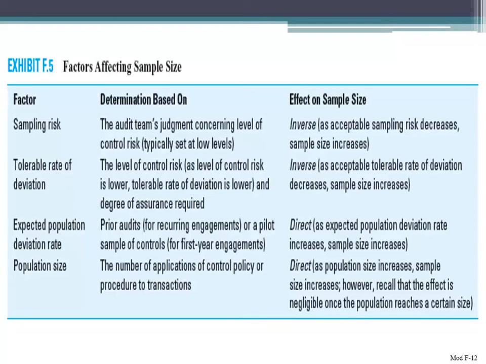The tolerable rate of deviation, which is the level of control risk, and the degree of assurance that the auditor requires. So if you, again, think about, if you want a greater confidence level, right, so for example, 95% confidence level, you're going to reduce your tolerable rate of deviation. And so as a result, you're going to look at more items, right? So you decrease the tolerable rate of deviation, and so the effect on your sample size is that you're going to look at more items, right? Because you want a greater confidence around your sample. So it's an inverse relationship. As your acceptable tolerable rate of deviation decreases, your sample size increases, right?